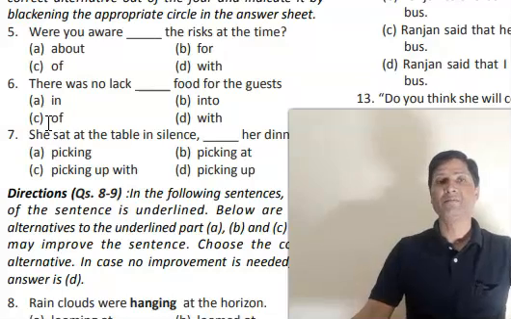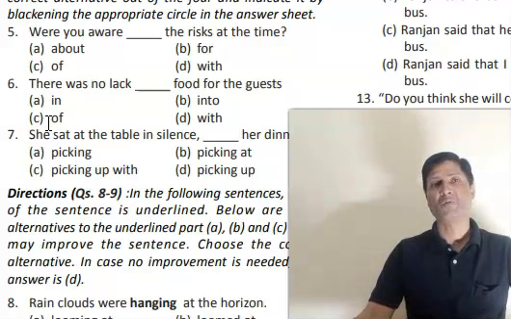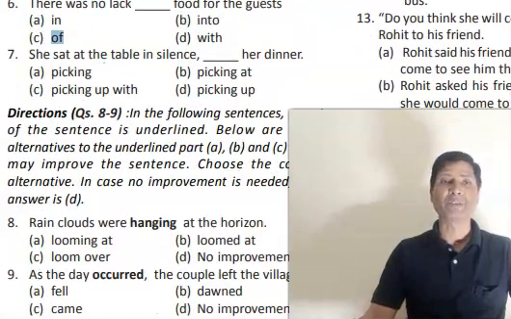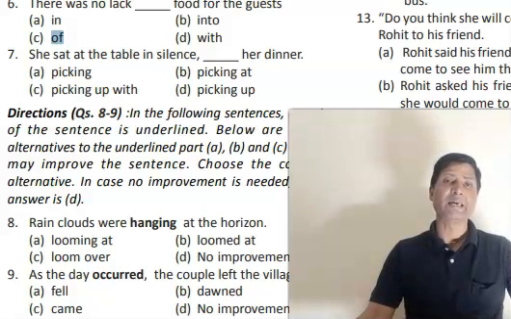There was no lack of food for the guests. What will be the answer? The answer will be of. Lack is followed by the preposition of. Now, look at question number 7. She sat at the table in silence, her dinner.